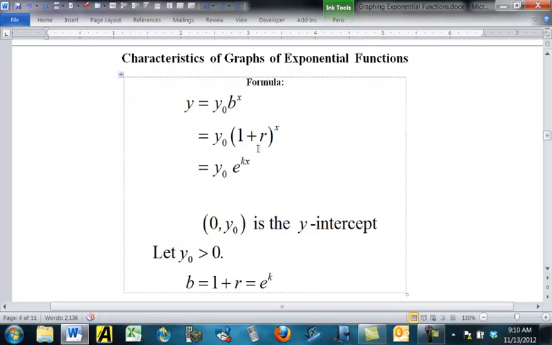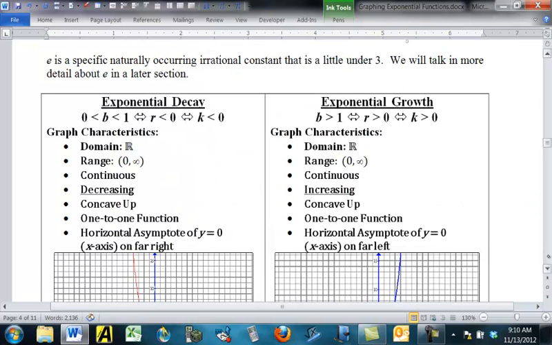But the base e is a naturally occurring irrational number. It's close to 3, so it's a number bigger than 1. It's about 2.7 something. If you change to this base e, then it picks up a coefficient k in front of the x. So you see that e to the k and b are the same thing. So b is 1 plus r, and b is also e to the k. Now for the examples below, we're going to let the coefficient y sub 0 be positive, and it turns out to be the y-intercept.